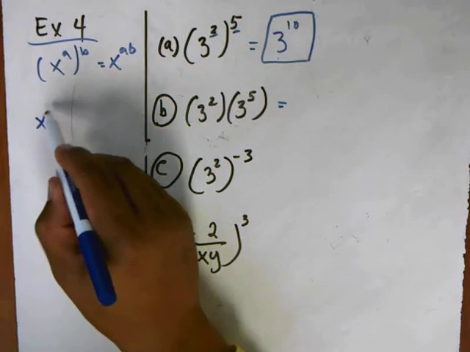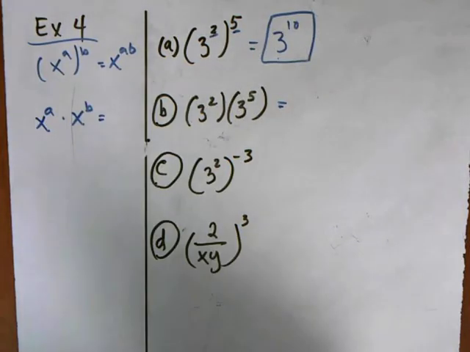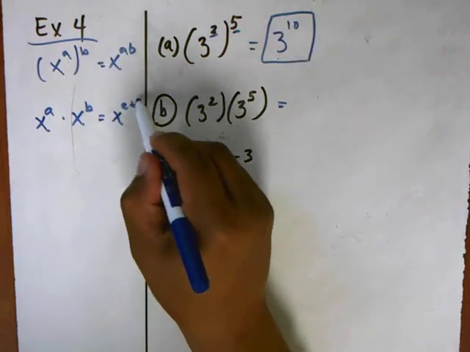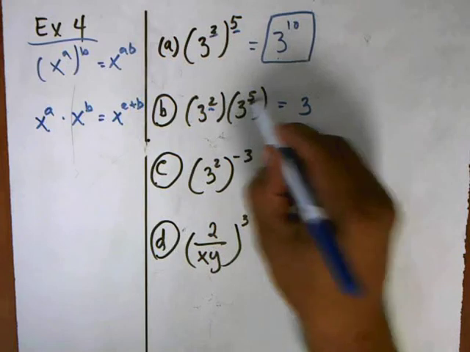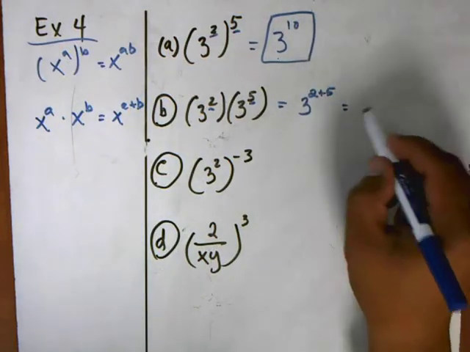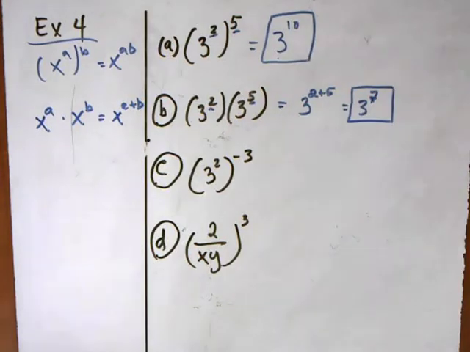Next, for part B, we have 3 to the 2nd times 3 to the 5th. So this is really applying the rule x to the a times x to the b. And if you recall from the last set of notes, this is x to the a plus b. So we add these two exponents together, and you have 3 to the 2 plus 5, which is 3 to the 7th.